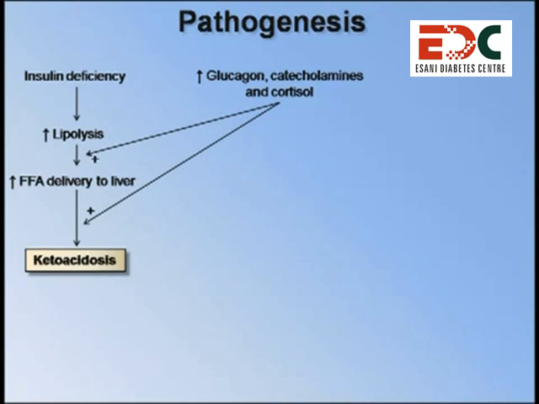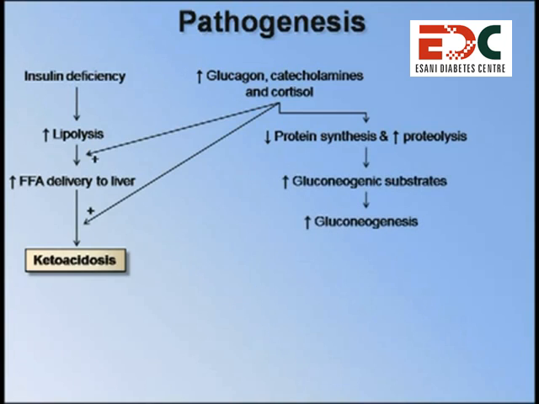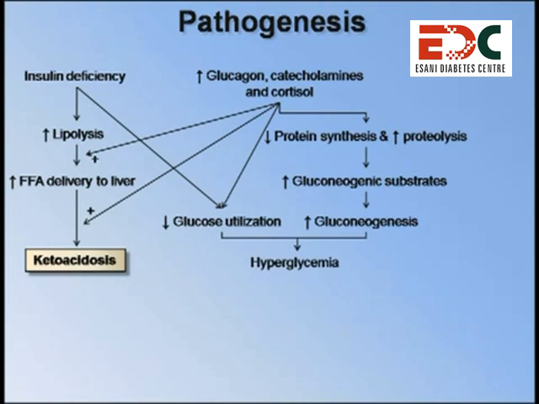They will also lead to decreased protein synthesis and increased protein breakdown, which will provide more substrates for gluconeogenesis. At the same time, both insulin deficiency and excess glucagon will directly lead to decreased glucose utilization by peripheral tissues. This combination of decreased glucose utilization and increased gluconeogenesis by the liver have an additive effect to produce hyperglycemia. The hyperglycemia leads to an osmotic diuresis and subsequent dehydration.